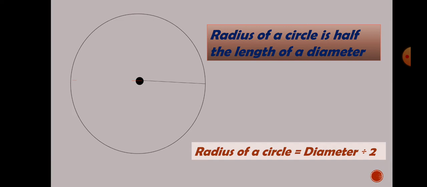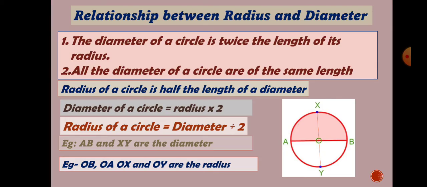So now let's start with our writing work, students. Please take out your textbook and your notebook. Take a new page from the notebook, write today's date and give the heading: relationship between radius and diameter. The first point you will write on the first line: the diameter of a circle is twice the length of its radius. Second point, second line: all the diameters of a circle are of the same length. And on the next line you will write: radius of a circle is half the length of a diameter. Then you will be writing the formula.